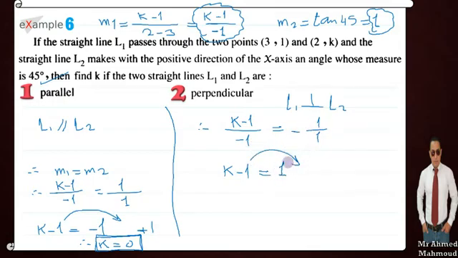I will send negative 1 there, then k equals 1 plus 1 equals 2. This is the second value of k. I can solve this one by the rule m1 times m2 equals negative 1. Both are correct and both are easy. The next one.